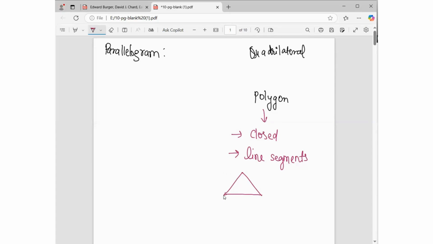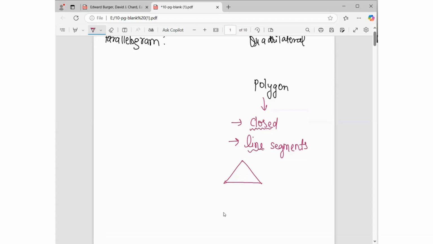There is no two-sided polygon, of course. We can't have two-sided figures. Can you make any two-sided figure that will be closed? No, of course, that's impossible. So it should be closed and it should be made up of line segments.